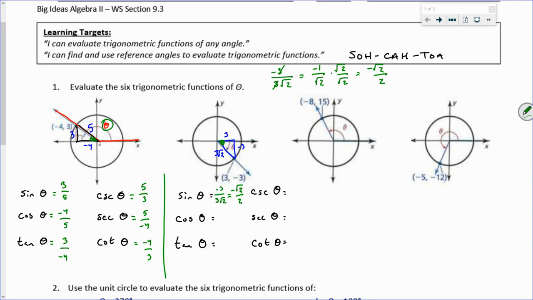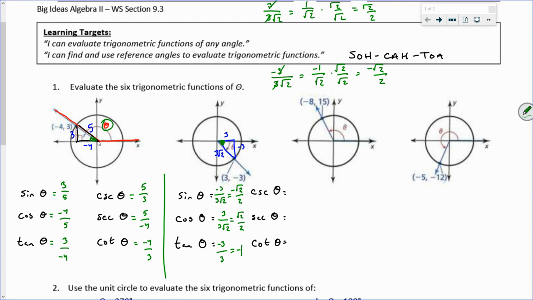Cosine, adjacent to that angle is 3 over 3 root 2. So we're going to do a lot of this same scratching out. 3 over 3 root 2. Cancel the 3's. We got 1 over root 2. Multiply by root 2 over root 2. And get root 2 over 2. So what I'd really want here is root 2 over 2. Tangent is negative, opposite of this green angle, opposite -3 over adjacent, which is 3, which simplifies to -1.